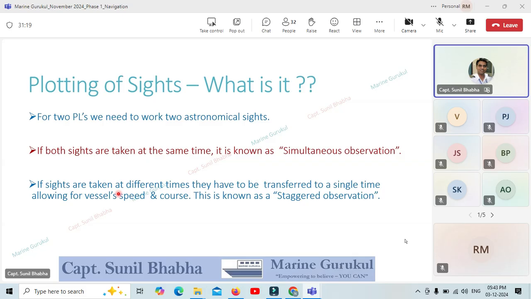If sites are taken at different times, then they have to be transferred to a single time. While transferring, we have to allow for the vessel's speed and course, and if there is any external factor like wind or current, they also have to be taken into account, and the position line transferred. Now, this kind of observation is known as a staggered observation.